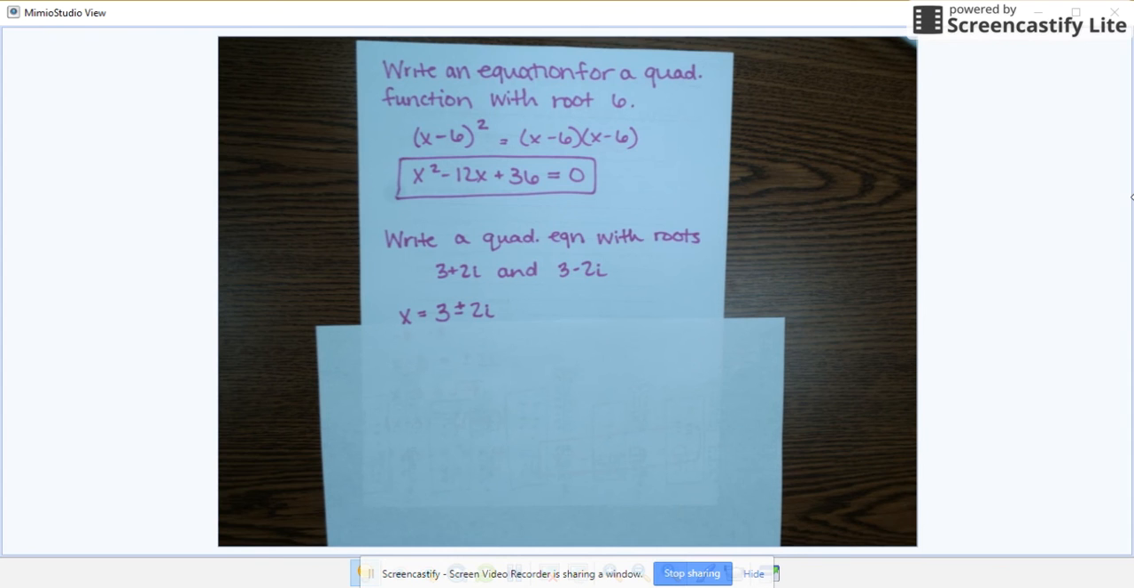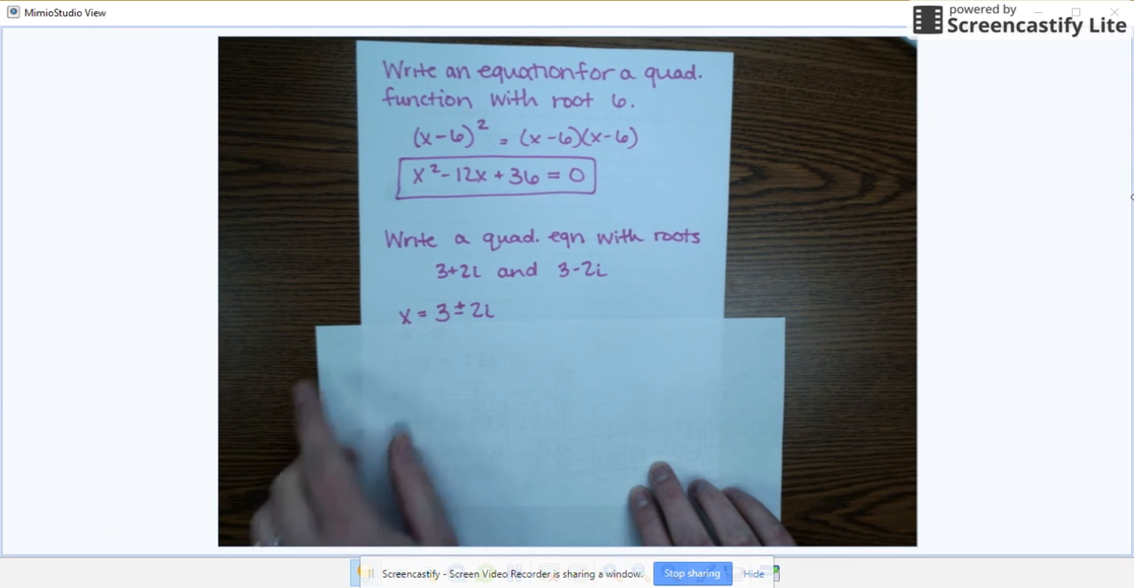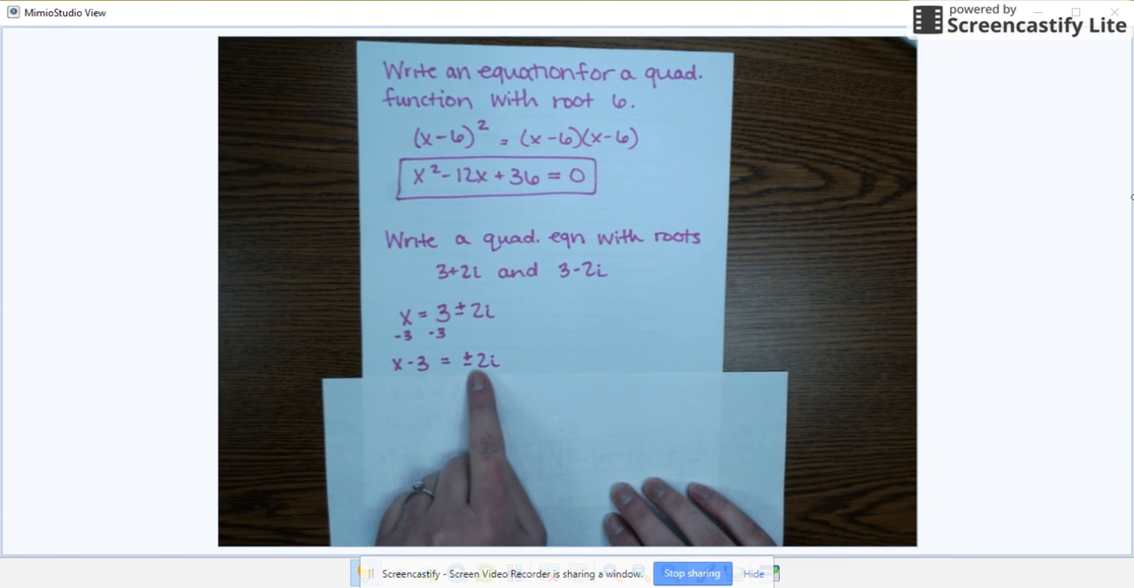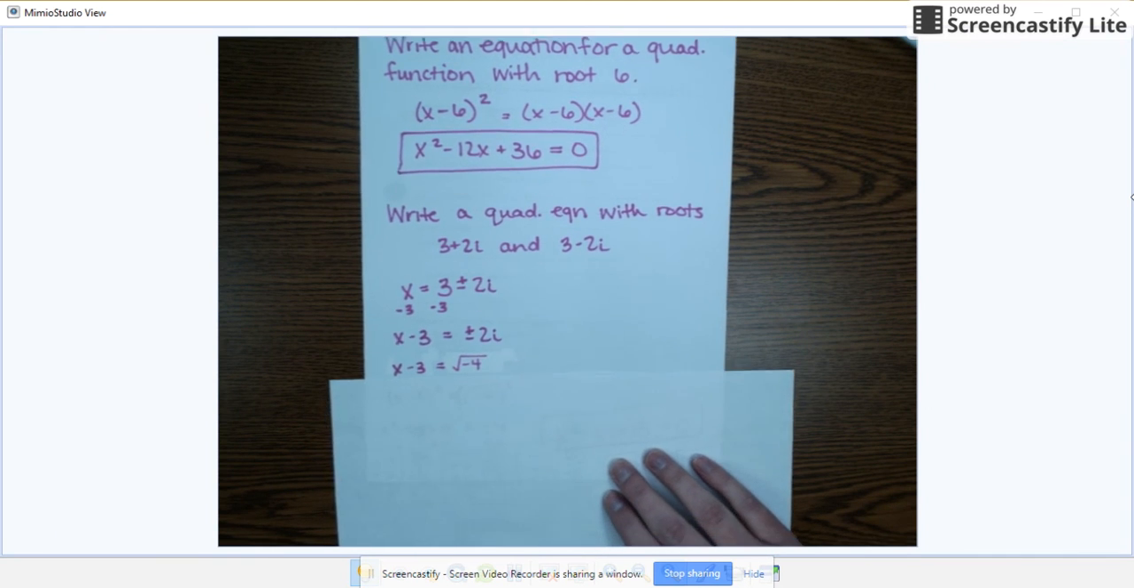Now we're going to work backwards. In order to get this 3 plus 2i, we would have moved this 3 from the other side. So we're going to move that 3 back to the other side by subtracting, giving you x minus 3 equal to plus or minus 2i. And we know that plus or minus 2i is the solution to the square root of -4. So we can rewrite it to look like that.